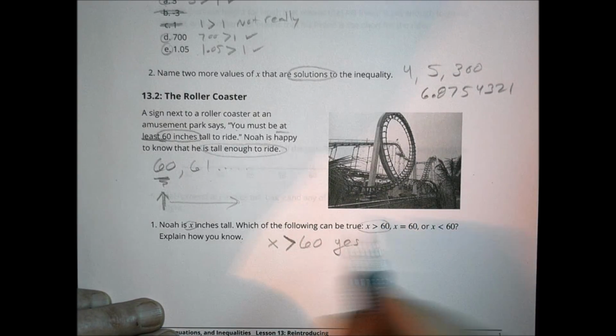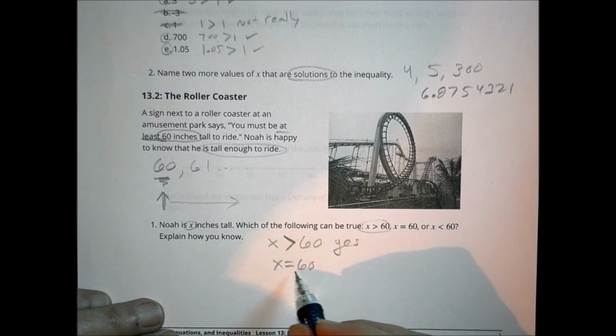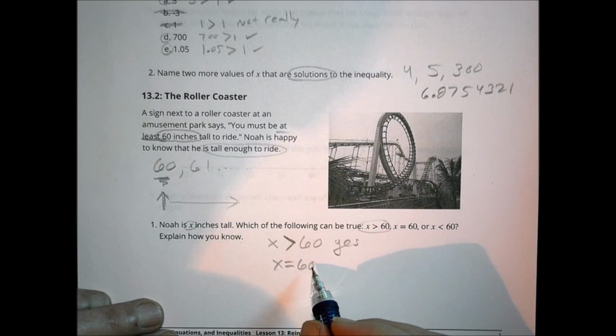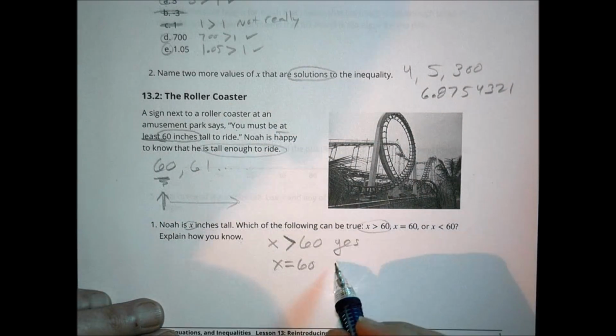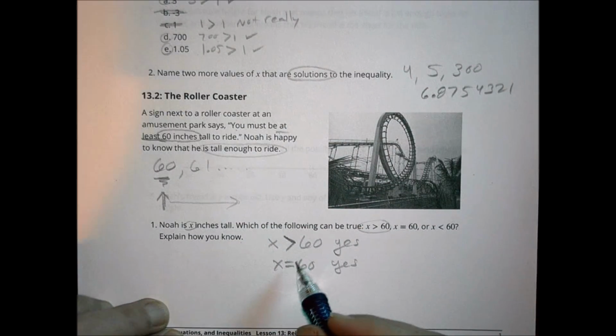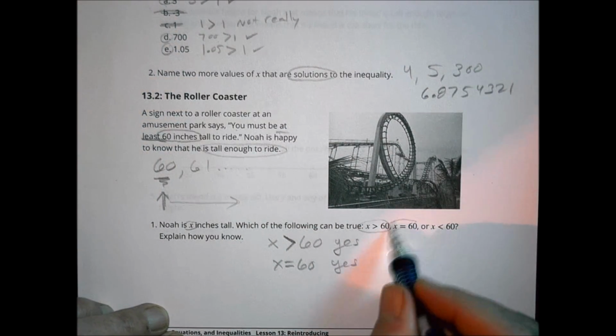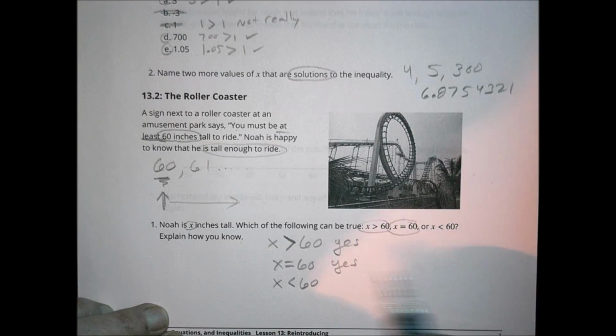Looking at this next one, x is equal to 60. If Noah is exactly 60 inches tall, can he ride the ride? Sure he can. You have to be at least 60, so that could work too. So he could be just 60. He could be greater. He could be exactly 60. That would work. How about x is less than 60? Can Noah be less than 60?